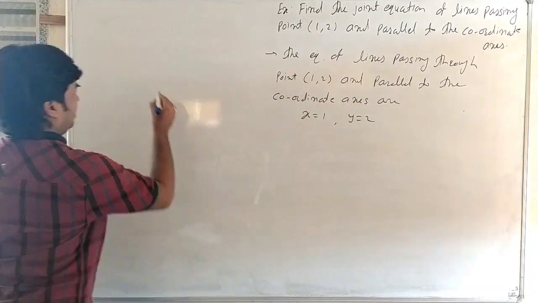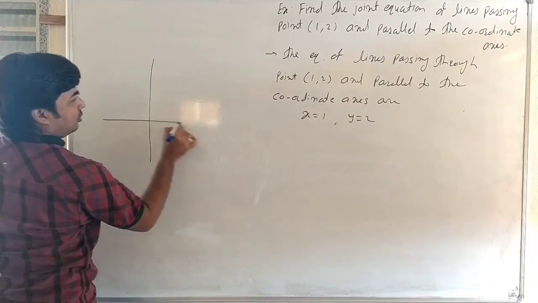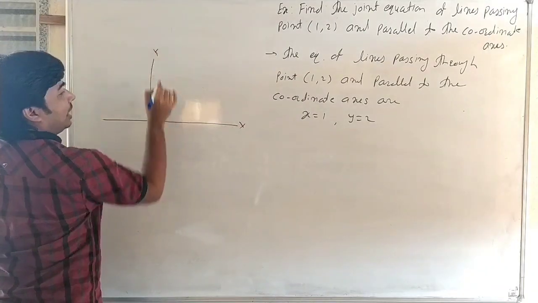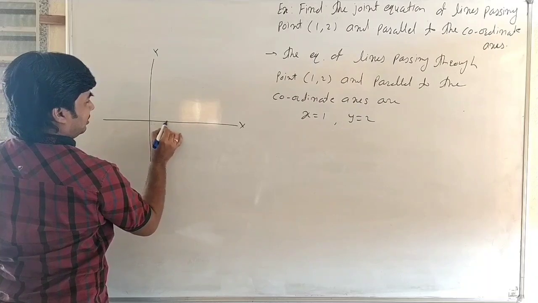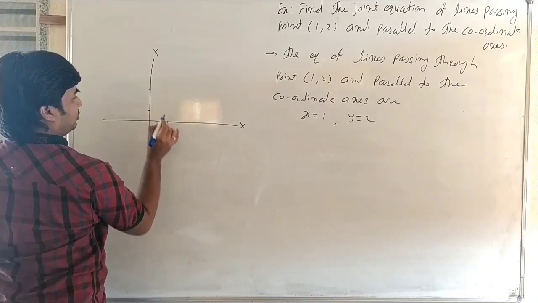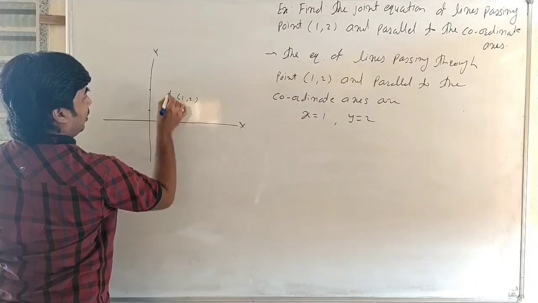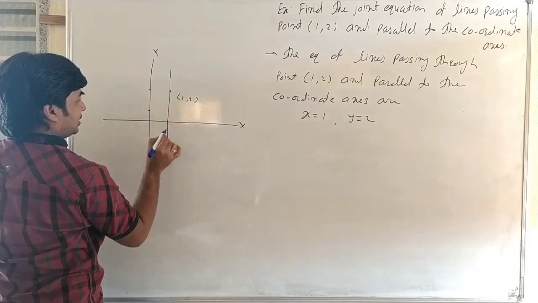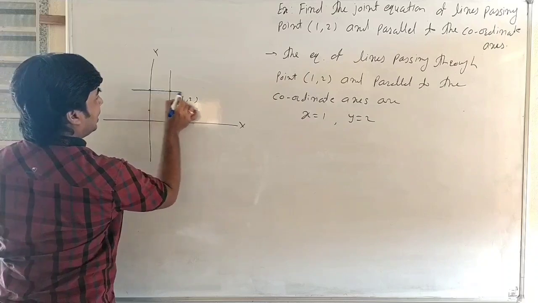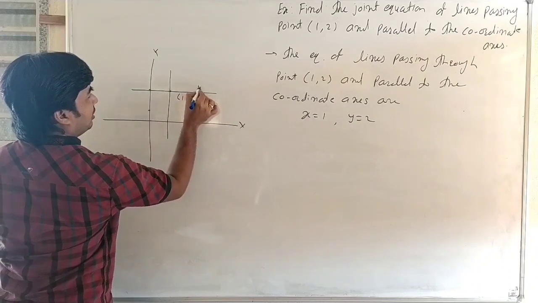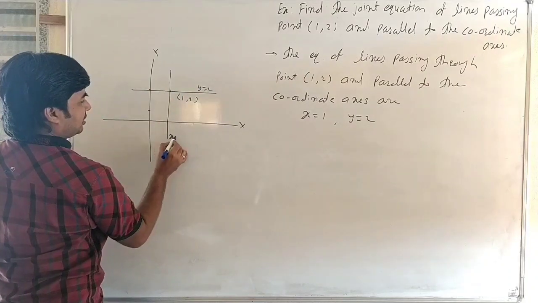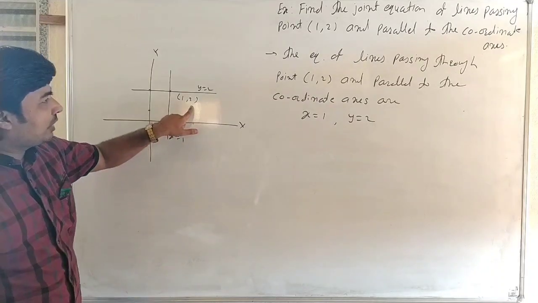Here, see, these are the coordinate axes x and y. The lines pass through point (1, 2). Parallel to the coordinate axis, this line is parallel to the y-axis and this line is parallel to the x-axis. Therefore, y = 2 and x = 1. So x = 1 and y = 2.